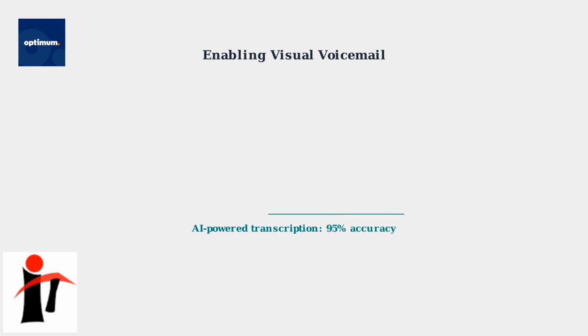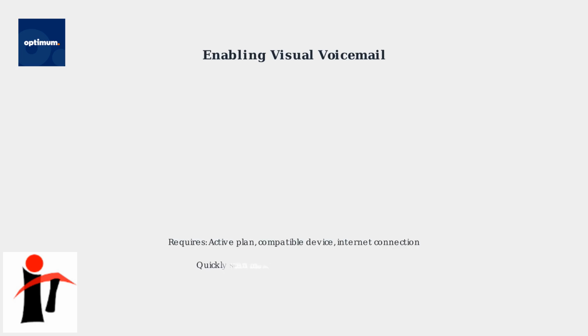A key benefit of Optimum's VVM is the AI-powered automatic transcription, providing 95% accuracy. Keep in mind that VVM requires an active Optimum mobile plan, a compatible device, and internet connection. With VVM, you can quickly scan your messages and prioritize responses, saving you time and effort.